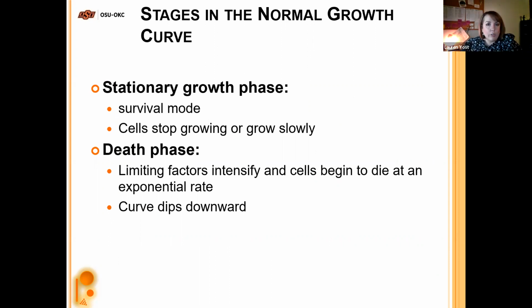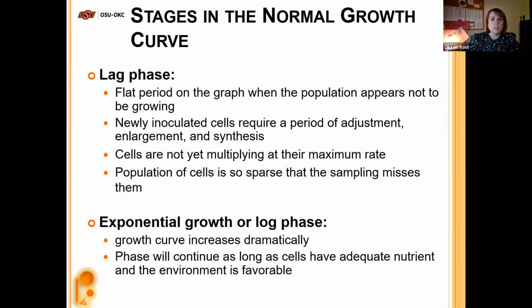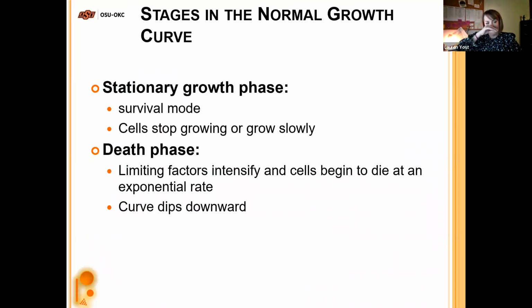So the stationary growth phase, that's where it's flat next. Let's go back. That's that third one here. Why is it flat like that? The cells are in survival mode. They're just trying to kind of exist. They stop growing or they grow slowly in the stationary phase. And that means you're coming up to the death phase soon. So limiting factors intensify. Like there's not as much nutrients available, or there might be toxins now, and the cells will die at an exponential rate, just like they grew. So the curve will dip downward.